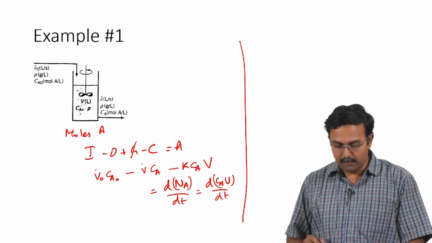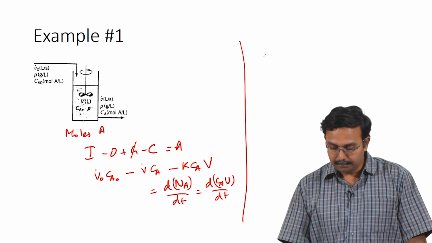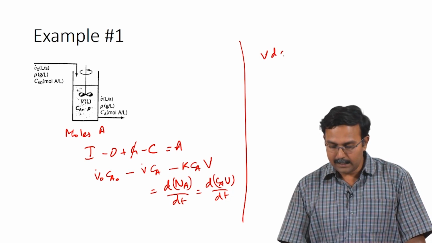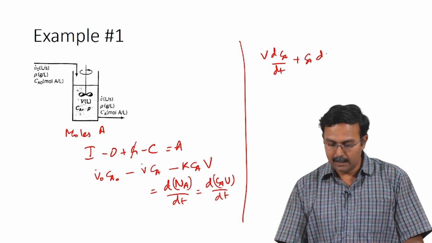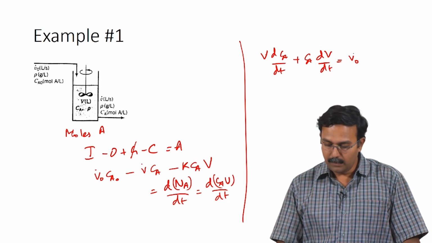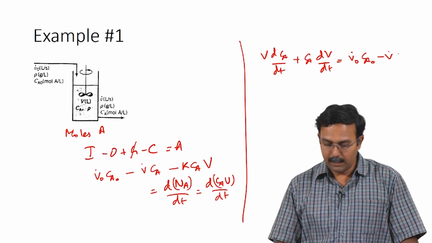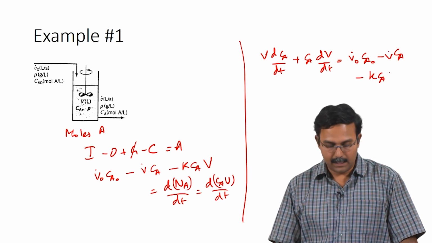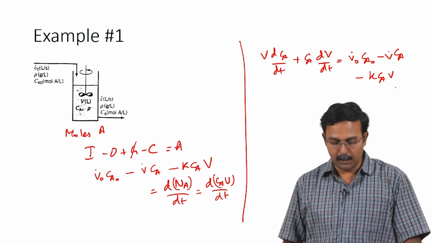So, now that we have this, the equation can further be simplified to get V dCa by dt plus Ca dV by dt equals V naught dot Ca naught minus V dot Ca minus K Ca V. So, this would be the differential equation.